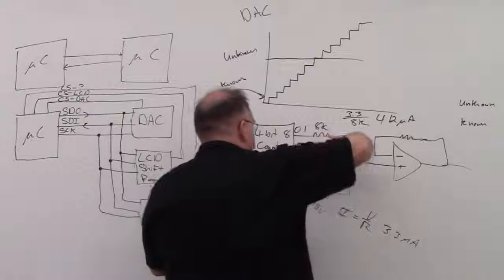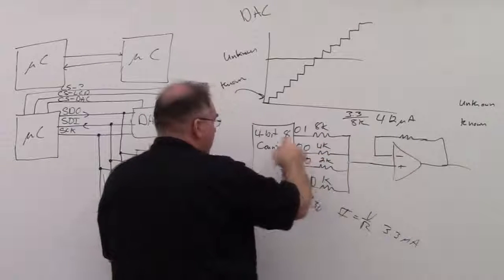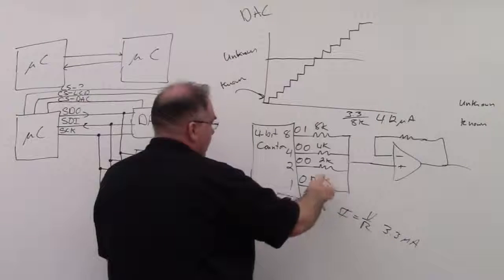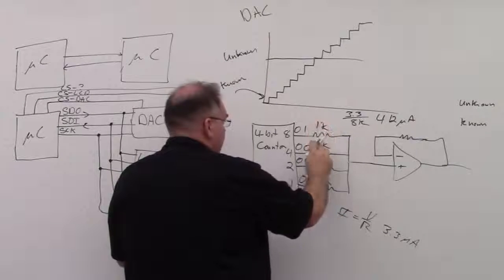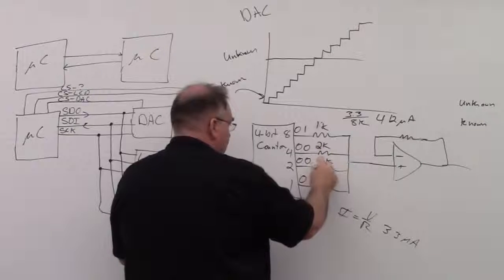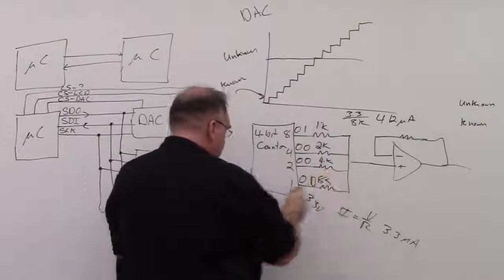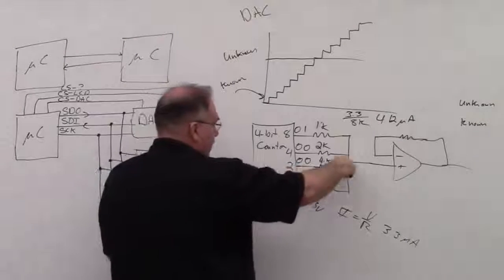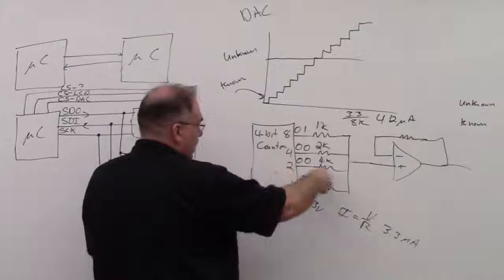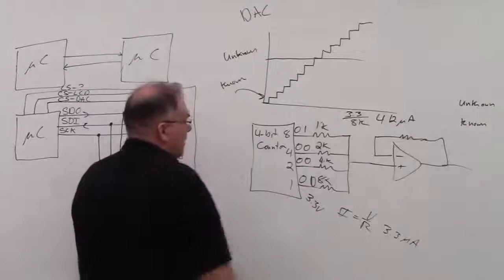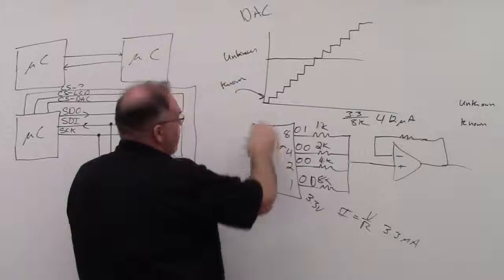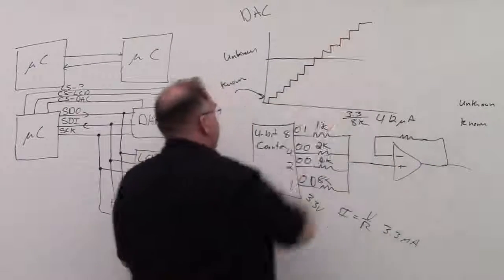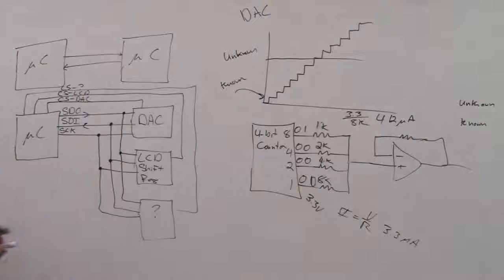The weights might need to be flipped. The lowest resistor is giving us the highest current, so we probably need to flip these. If you have two of these on, your currents are going to add up, and they're going to add up with binary weighting. As the counter counts, you'll generate on the output this stair step.